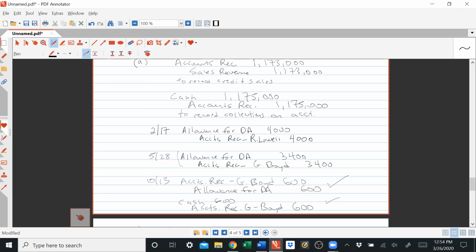So the net effect on accounts receivable G. Boyd is no effect, right? We debited it for 600, we credit for 600. But the net effect on the allowance for doubtful accounts is it goes up by 600. We made 1 credit and we didn't make any more debits to the allowance account. Don't forget that. When you reinstate an account you previously wrote off, that always increases the allowance for doubtful accounts. The net effect on accounts receivable is nothing. It goes up, then it goes down.